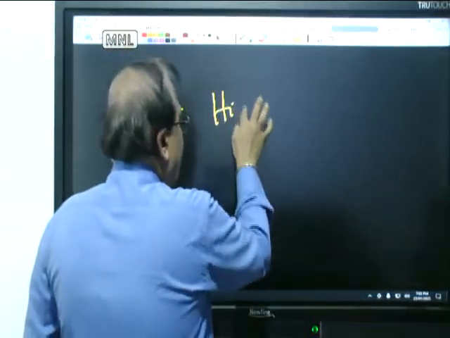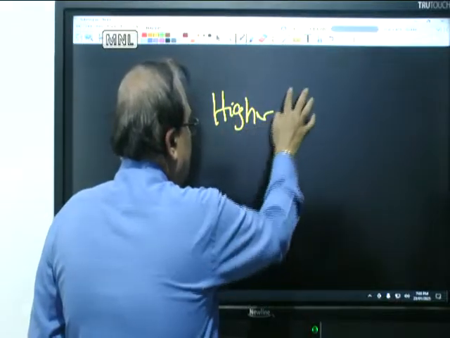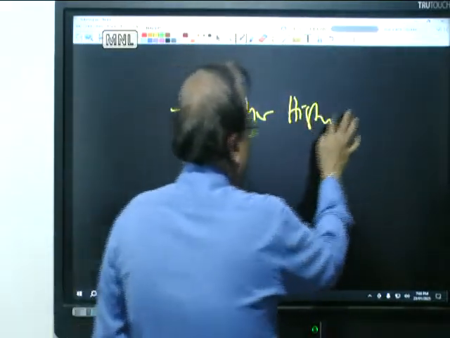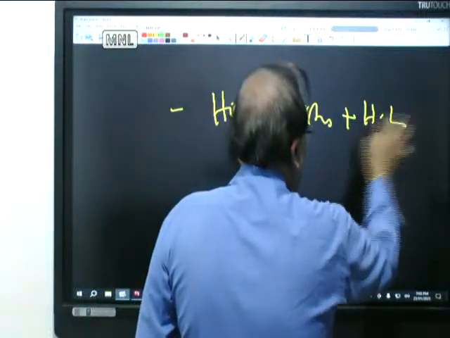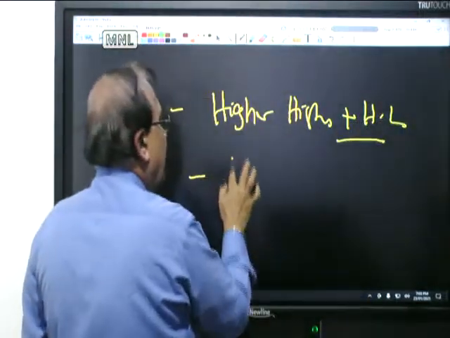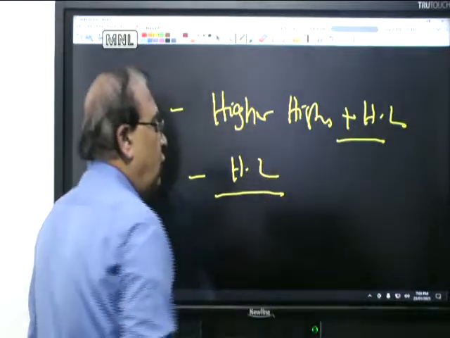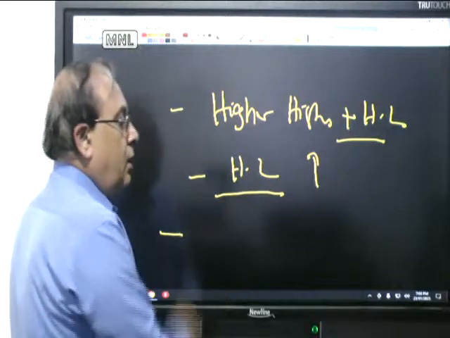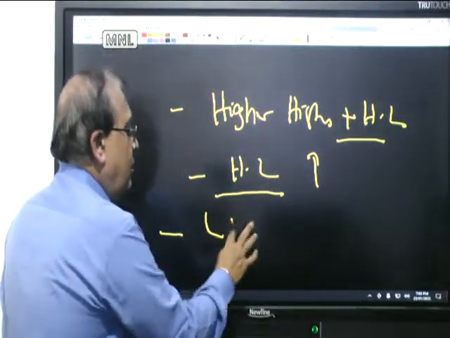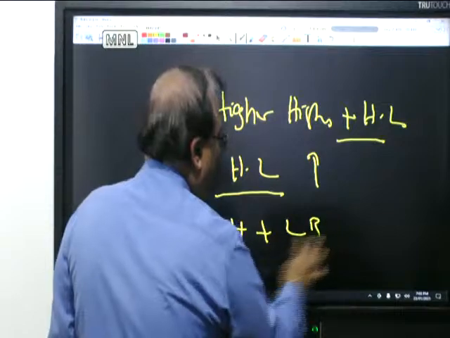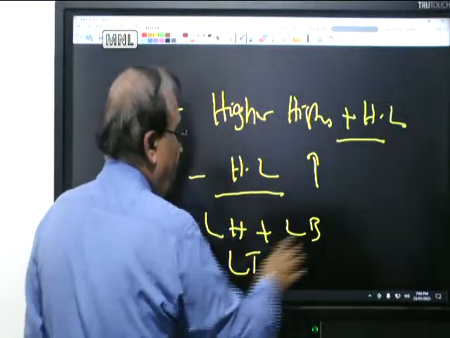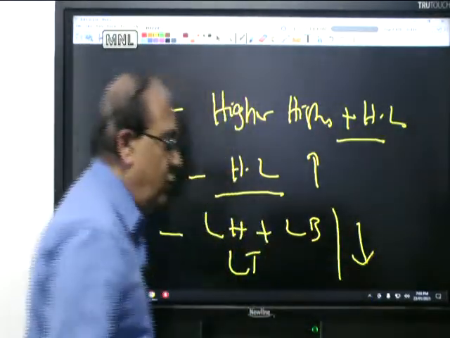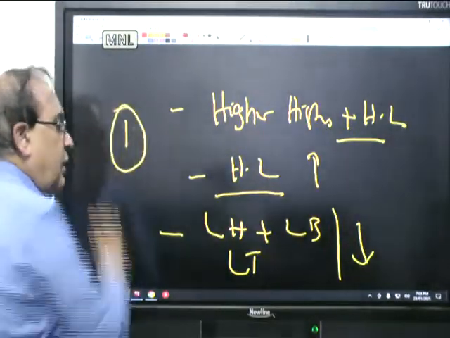One is a very simple thing which we have already said: higher highs and higher lows, or at least a higher low. This is for a bullish trend. Similarly, for a bearish trend, lower highs plus lower bottoms, or at least a lower top. If any one of these is satisfied, we are going bearish. So this is one pattern.